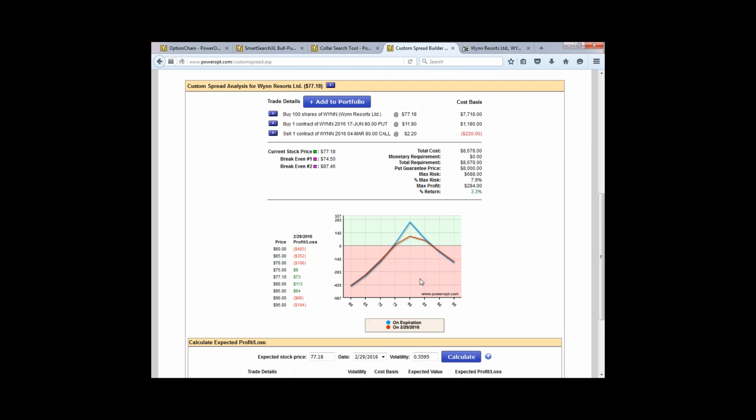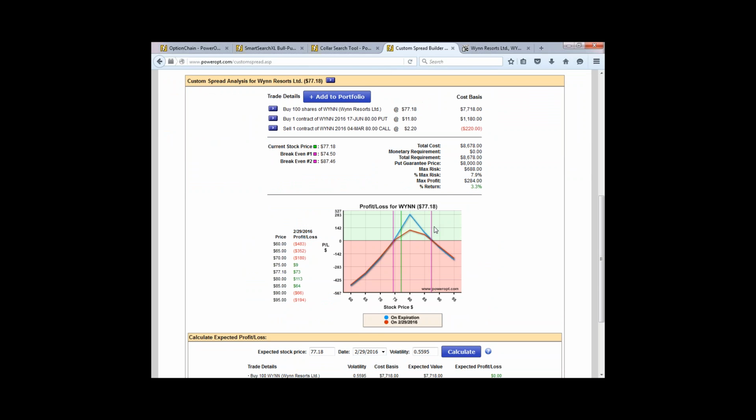This is a collar as well, but it's more related to a profit and loss chart of a diagonal calendar spread, where the protection, the put here, is further out in time, and the premium that we sold is shorter in time. So this looks more like a calendar spread risk-reward profile as opposed to that standard collar. But this is still a collar. It's just a calendar collar because it's different expiration dates. All right.